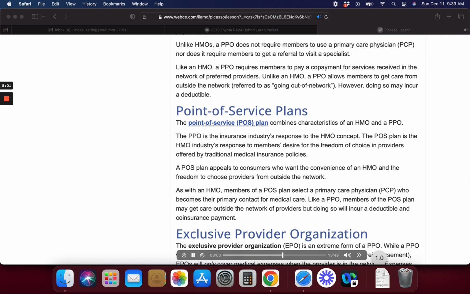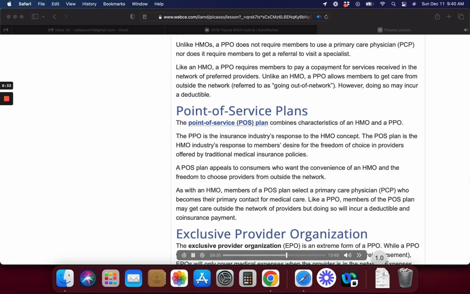Exclusive Provider Organization. The Exclusive Provider Organization, EPO, is an extreme form of a PPO. While a PPO will cover medical expenses provided outside the network, at a lower reimbursement, EPOs will only cover medical expenses when the provider is in the network. Expenses incurred outside of the network are not covered. The reward for this restriction is the member's costs. EPO plans are less expensive than either HMOs or PPOs.